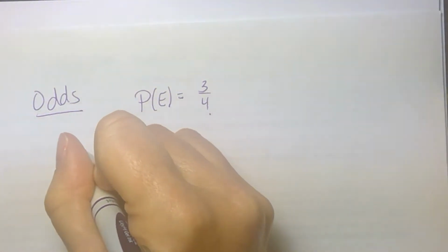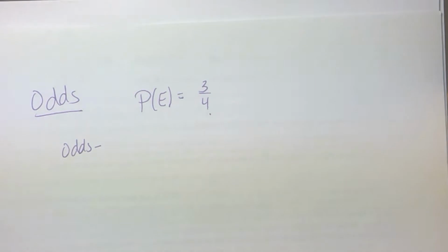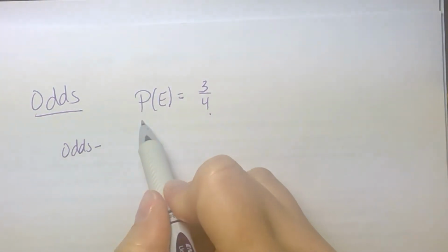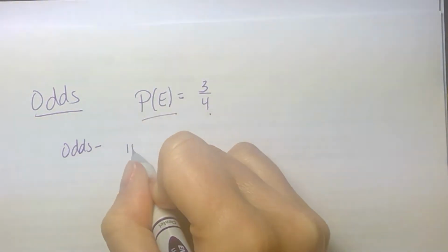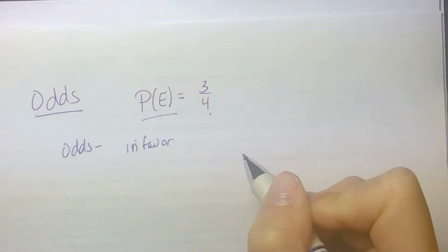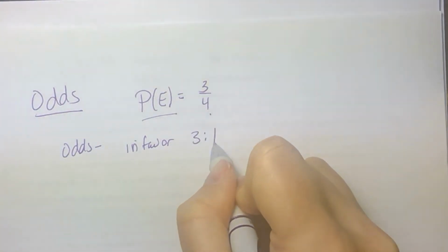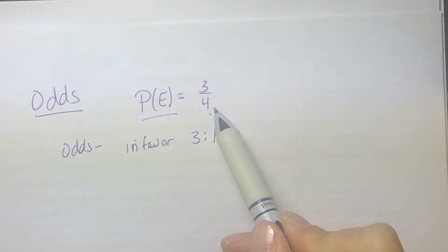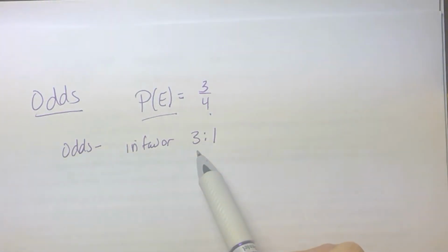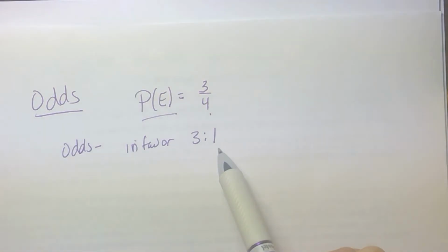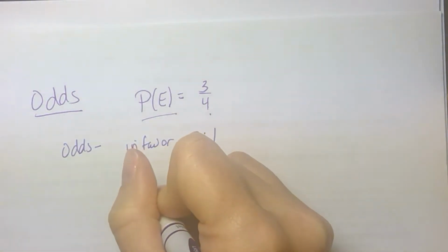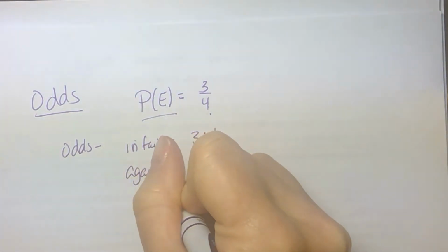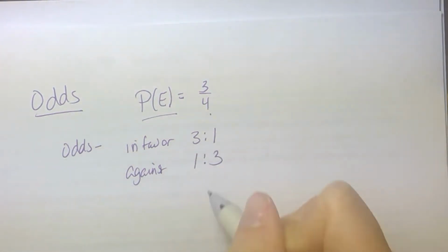If I want to talk about odds, though, I don't include the total. I talk about what is in favor of and what is against. So for this particular event, the odds in favor of our event happening are 3 to 1, because out of the total of 4 ways it can go, 3 of them are in our favor, the event that we're looking for. 1 of them is against. If I say the odds against our event happening, I would say 1 to 3.